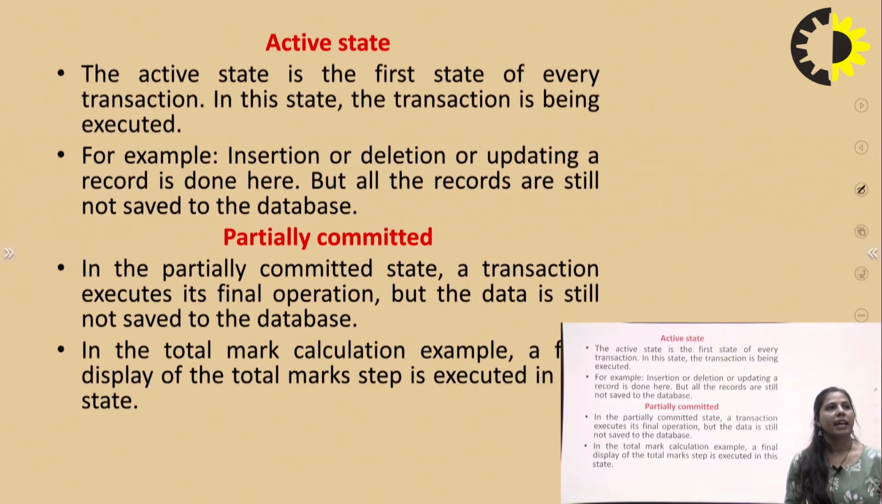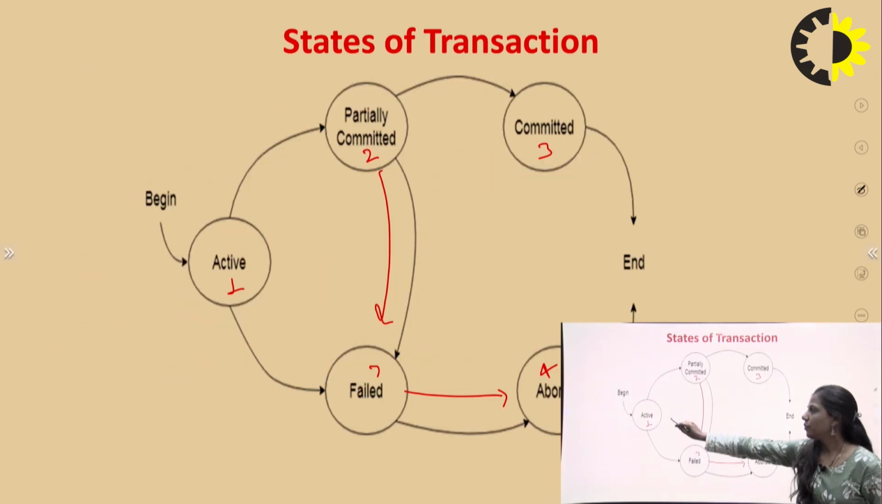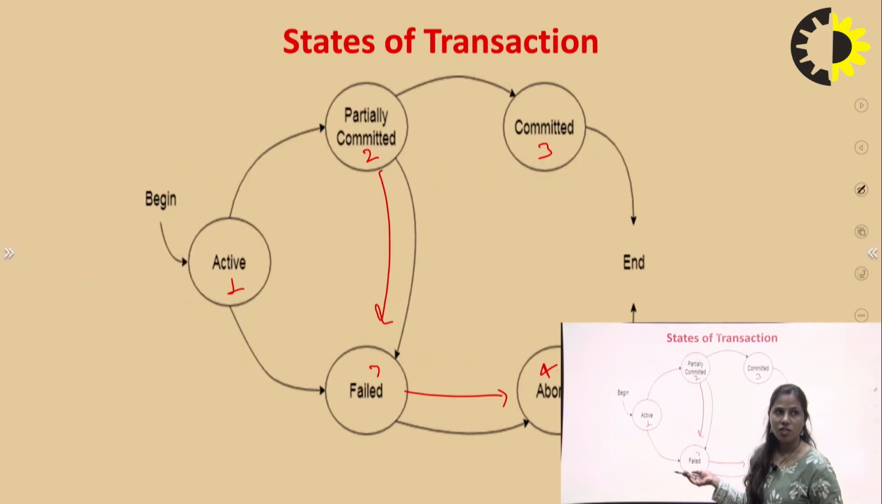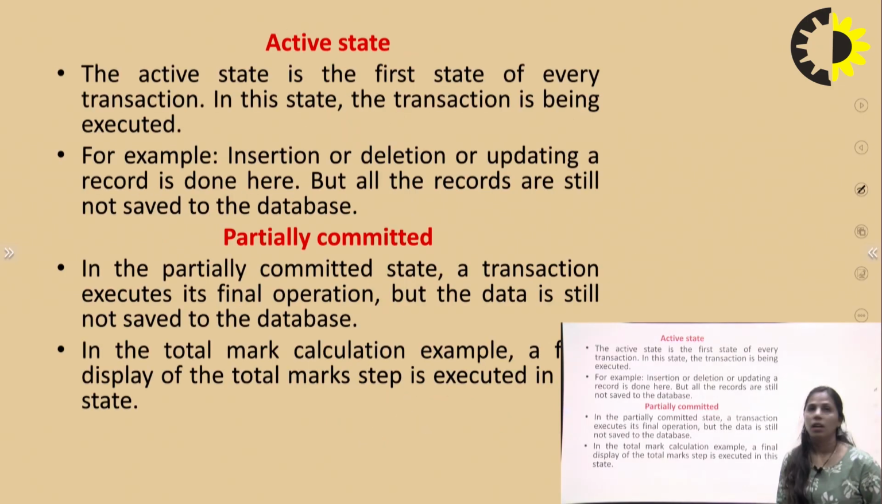The active state is the first state. Over here, we are starting the transaction. This is called the first state of every transaction being executed. We can use insertion, deletion, or updating of records here. Whatever operation we have done is not saved yet. If we have done the insertion, updation, or deletion, the performance has just started. It is not saved into the database.